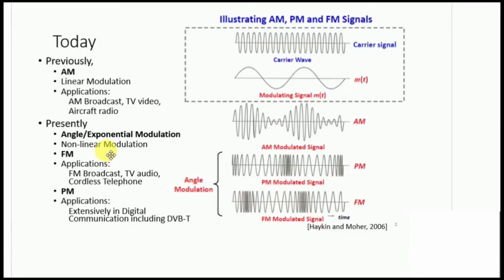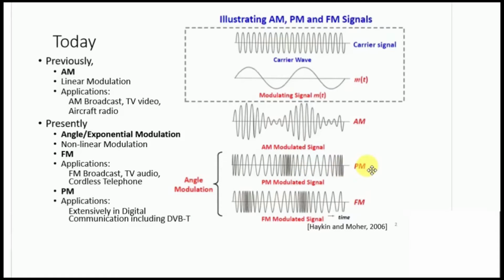Now, FM also has a number of applications, including the one that you have in your vehicles or handheld radio devices. That is the FM broadcast, operating at around 88 megahertz to 108 megahertz. Also in TV signals, specifically the audio signals of TV, they use FM modulators. It is also used in cordless telephones. Phase modulation is primarily used in digital communication, including digital video broadcasting terrestrial.